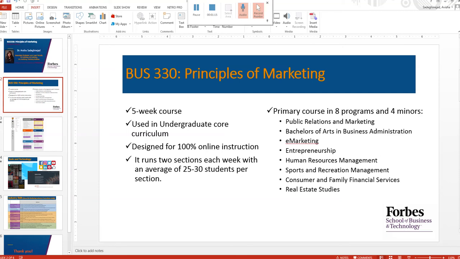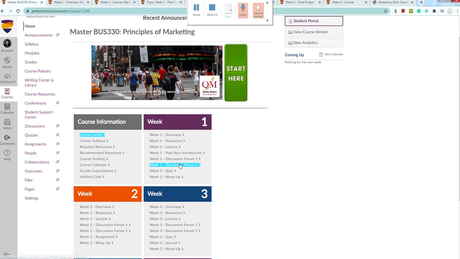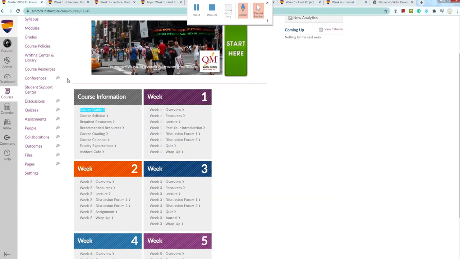Now, let's take a look at the landing page of this course. This is the landing page of BUS330. Once the students enter this page, the first thing they see is the course information box. This box contains general information about the course, such as course guide, course syllabus, required and recommended resources for the entire course, grading policy, course calendar, and faculty expectations.